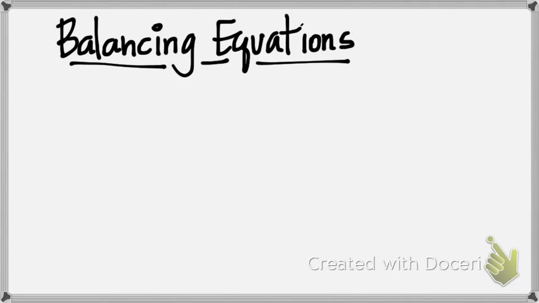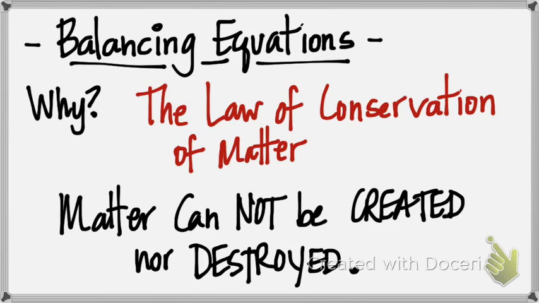Hello. In this session I'm going to discuss why we balance equations and actually how to balance equations. When you're looking at a chemical equation, you have to make sure that it's balanced, and the question becomes why. Well, the answer is the law of conservation of matter. It essentially says matter cannot be created nor destroyed. Now you can rearrange it, you can reassemble it, you can recycle it, but you can't destroy it utterly, and you cannot create it from nothing.